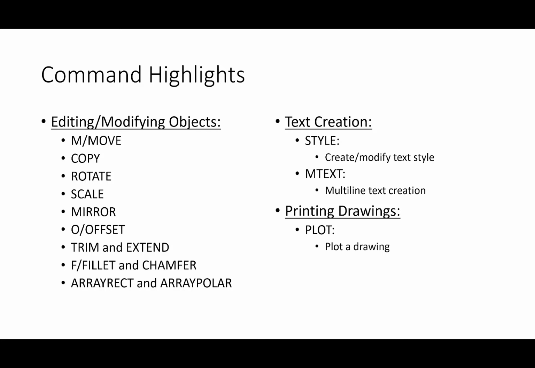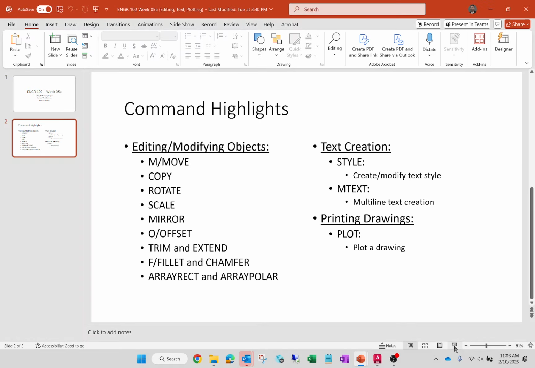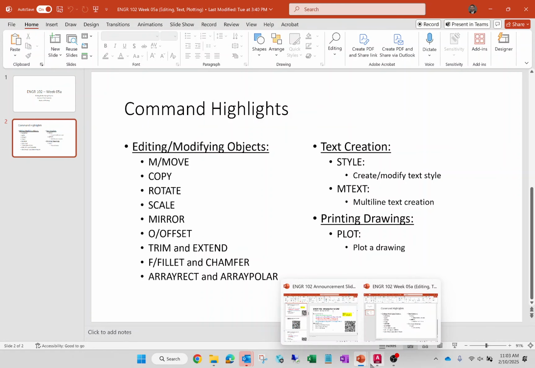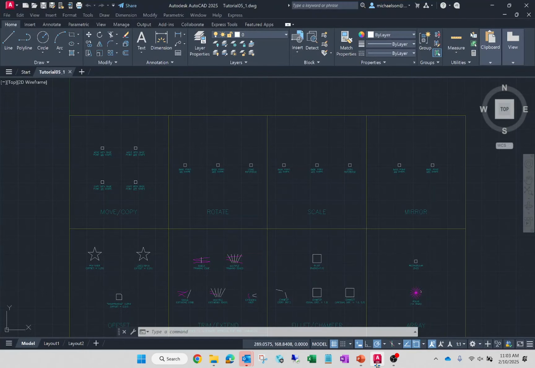So we've got 3 goals. We're going to edit some objects, modify some objects. We're going to create text. We haven't done that yet. We're going to do text in AutoCAD, and we're going to plot. We're going to learn how to print appropriately in AutoCAD today. Okay. Handouts are up here if you haven't already gotten one, and QR codes here if you missed it.